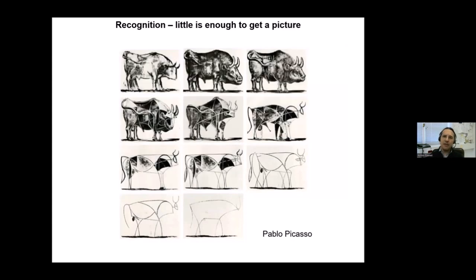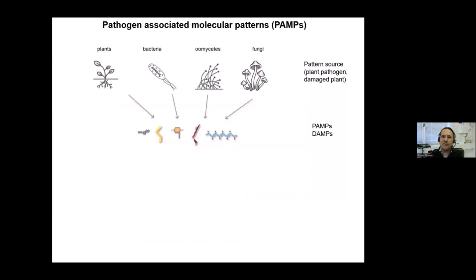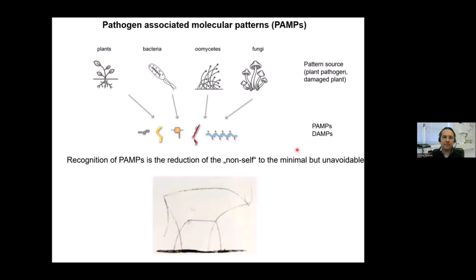And very similarly, plants don't need to see a full pathogen. They just need to see a pattern. It's enough for them to see either a pathogen-associated molecular pattern, a PAMP, or a damage-associated molecular pattern, for example, a piece of their own cell wall. And this will be an alarm signal for them to say, oh, I'm in trouble. I need to start my defense system.